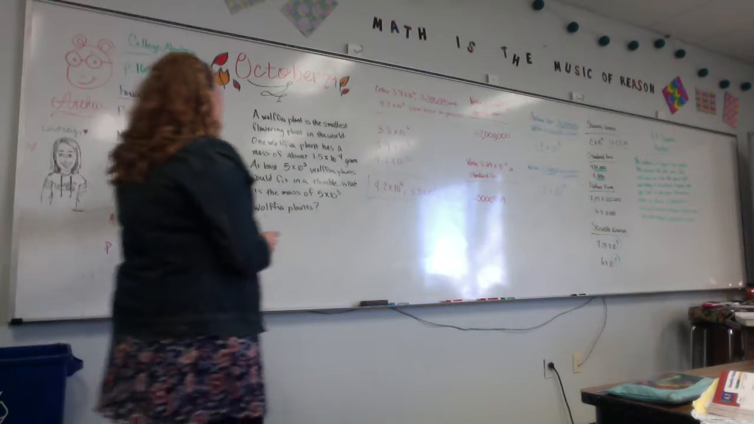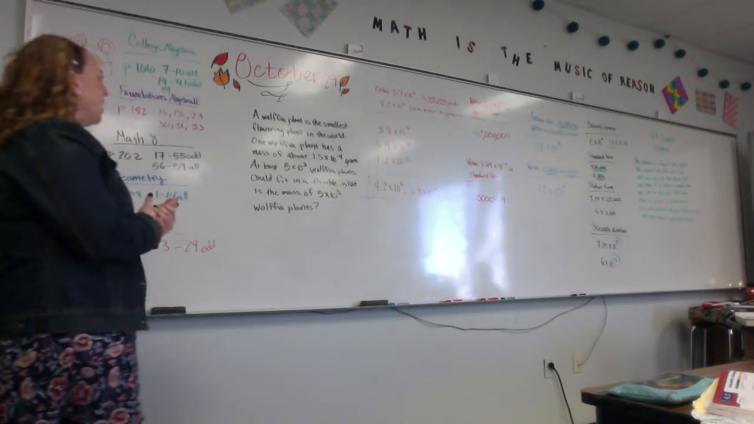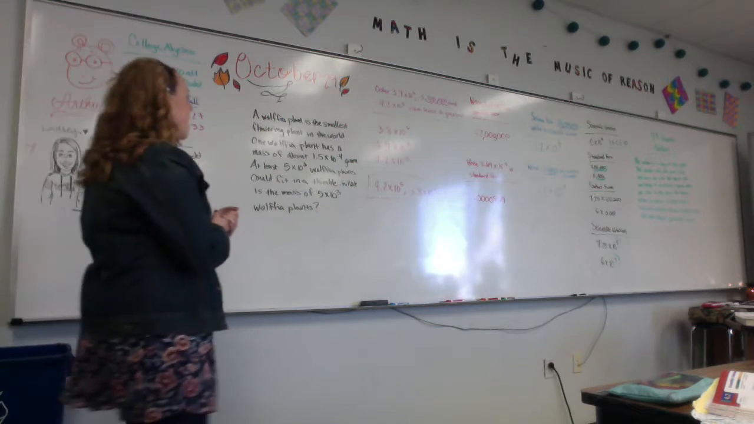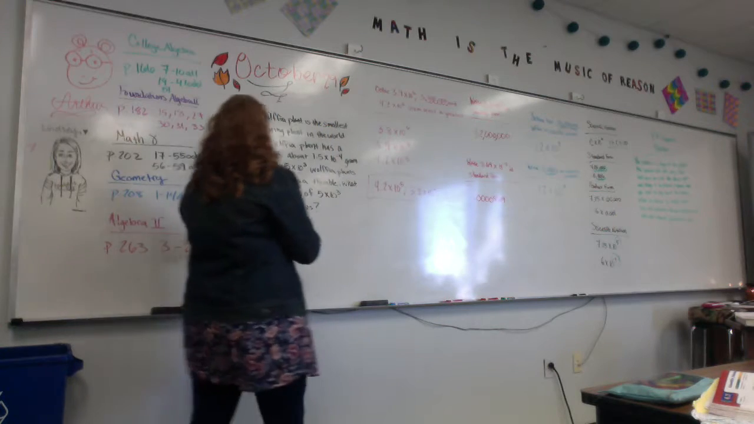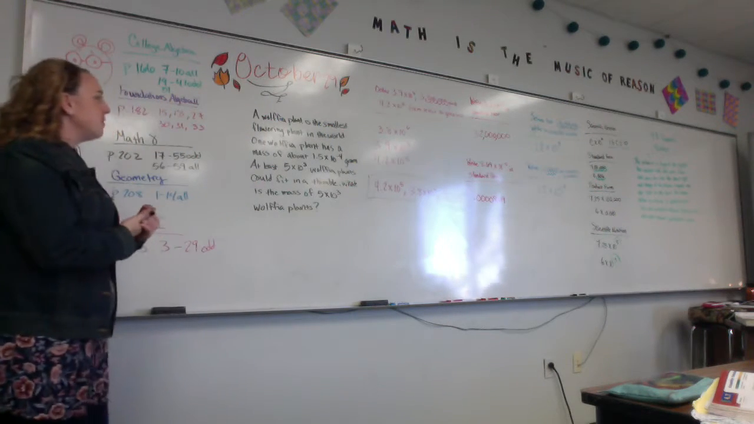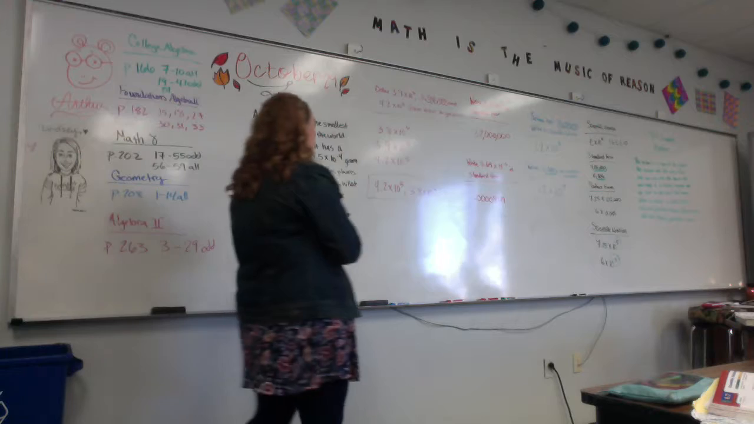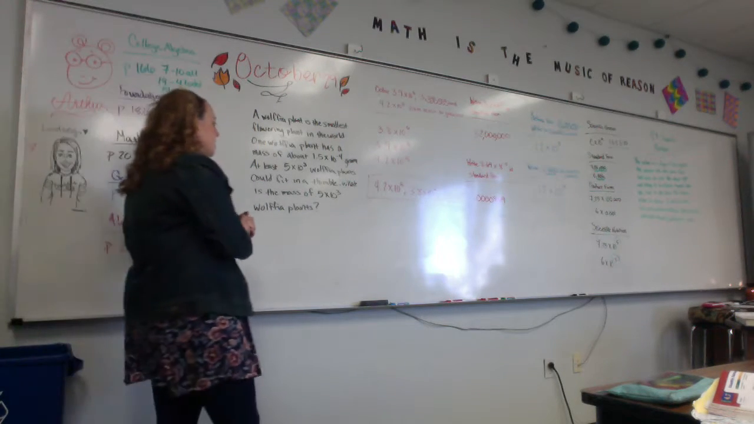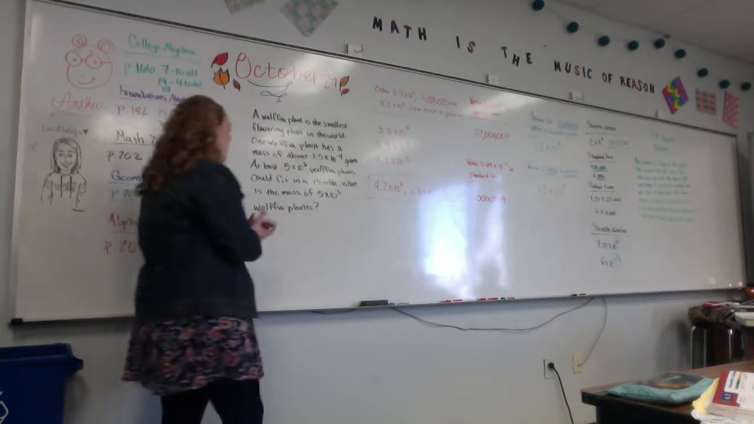Okay. Last word problem, then we're done. A Wolfia plant is the smallest flowering plant in the world. A Wolfia plant has a mass of about 1.5 times 10 to the negative 4 of a gram. At least 5 times 10 to the 3 Wolfia plants could fit in a thimble.